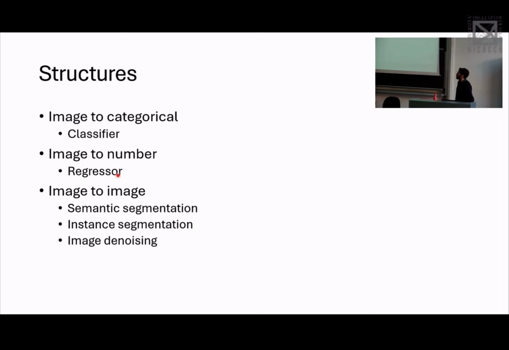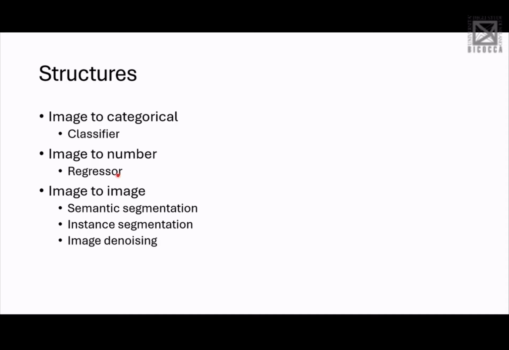And image to category is pretty obvious. Image to number can have multiple applications in medicine. You can predict a score of some pathology, a neuropsychological score. Like at the moment I'm working with Parkinson dementia, there is a tremor rating. And you can try to predict this tremor rating from MR.